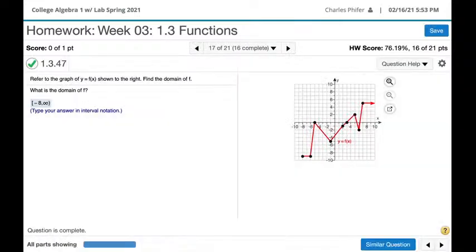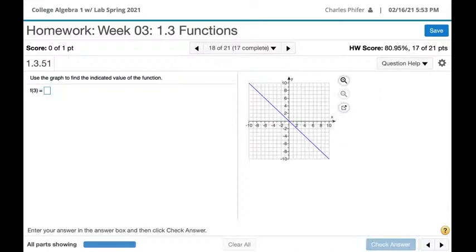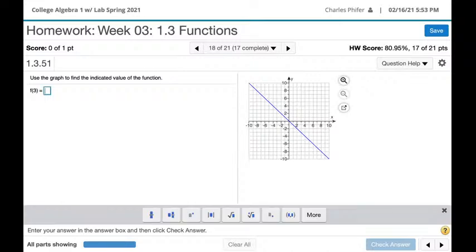Use the graph to find the indicated value. So when x is 3, right here, when x is 3, y is -3. That was pretty straightforward.